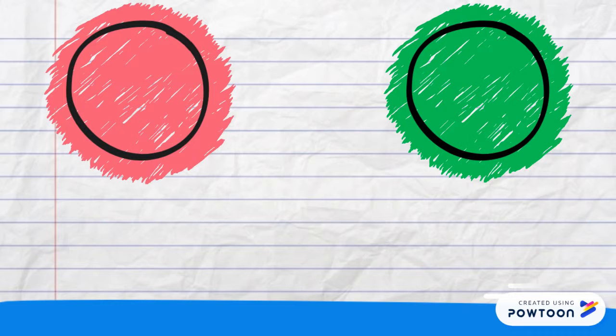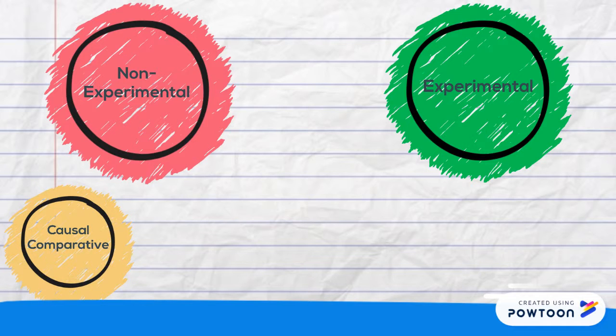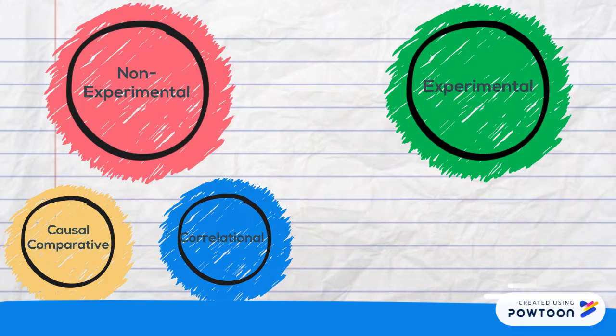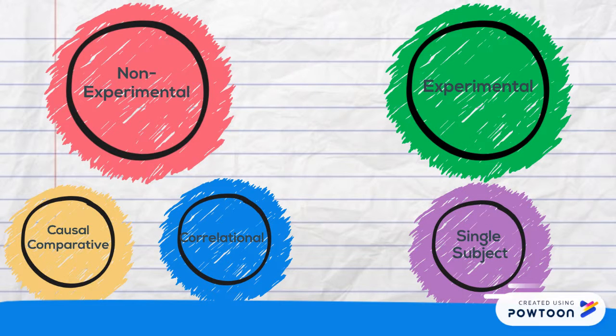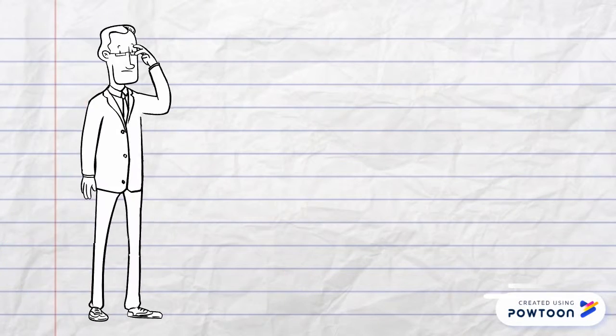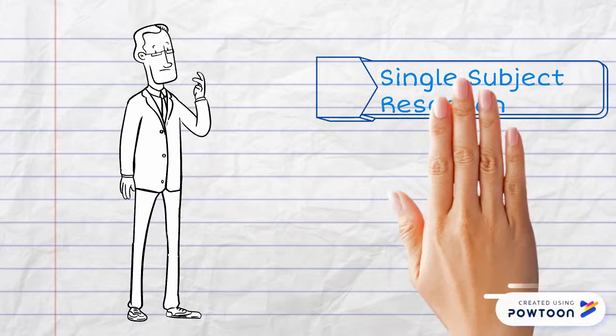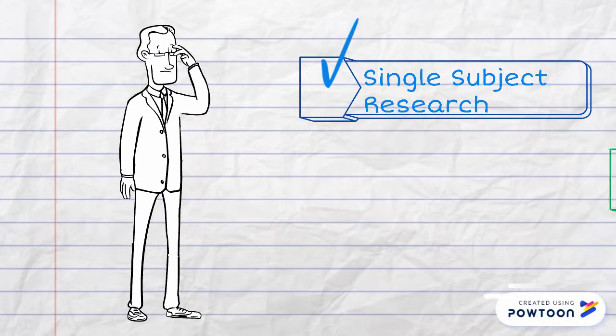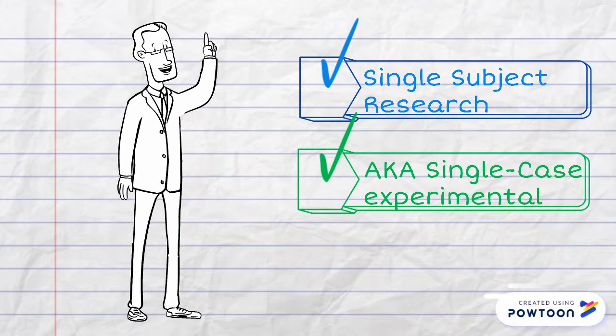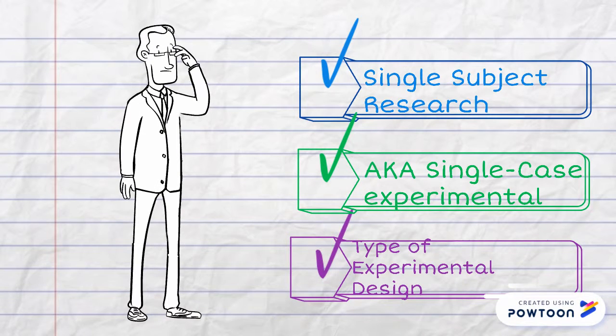There are different types of research design, including experimental and non-experimental. Causal comparative and correlational are examples of non-experimental, while single-subject is a type of experimental design. Single-subject research design, also known as single-case experimental research design, is a type of experimental research.